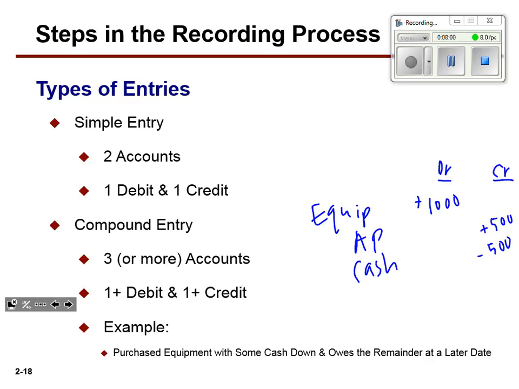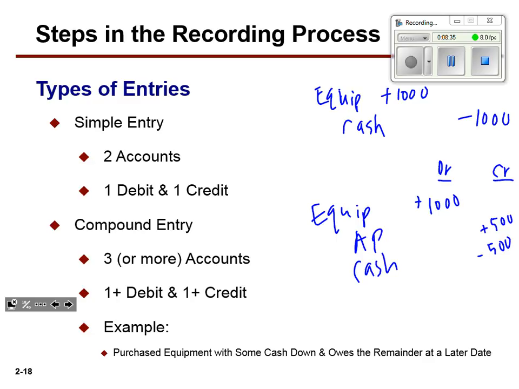The difference here, now had I done this a simple way, like had I bought the equipment using cash, it would have been equipment went up by 1,000, cash went down by 1,000. That would be a simple entry. Down here, 3 or more accounts are impacted. On a test, if they said a compound entry uses 2 or more accounts, it would be false. What makes it true is that it's 3 or more impacted.